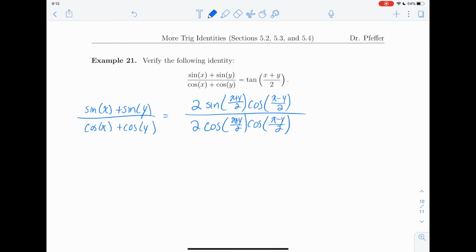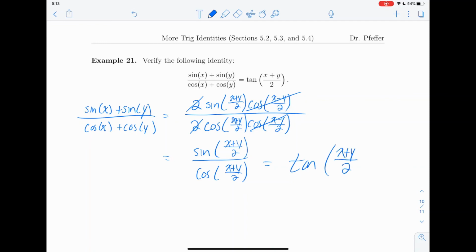Just like in the previous example, we have some nice cancellation. These cosines go out. The 2's go out. I'm left with the top being the sine of x plus y over 2 over the cosine of x plus y over 2, which of course, sine over cosine, just like last time, is the tangent of the inside, which is just x plus y over 2. And that's exactly where we want it to be.